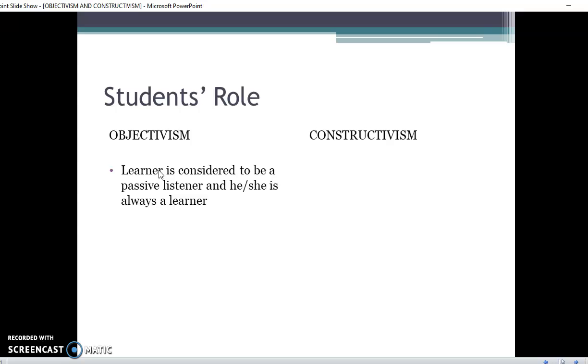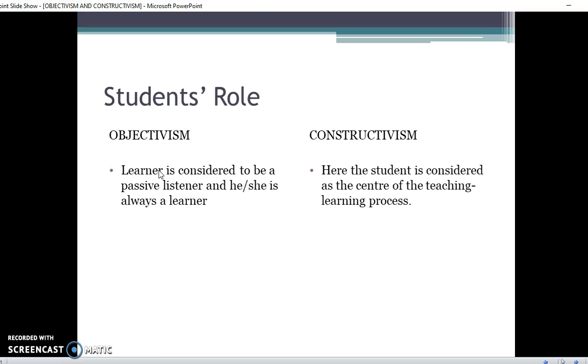And under constructivism, we can see that the student is considered the center of the teaching learning process. When we take students and keep the child at the center of the teaching and learning process, it is ultimately going to be a very active interaction, because you are thinking about the child all the time. You are thinking about whether the child has understood the concept that you are teaching, and you also make sure that they are enjoying the process of learning.